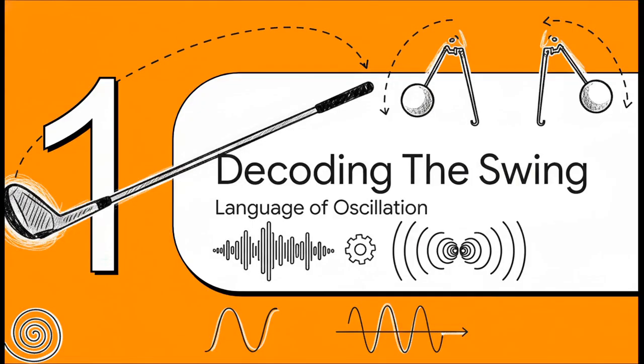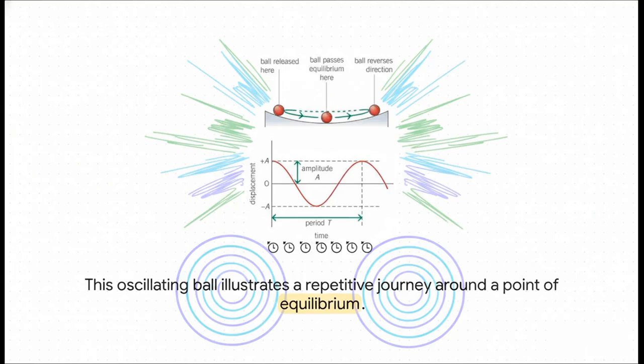Okay, so to really get a grip on this hidden rhythm, we've got to learn its language, right? So let's start with something super simple, something we can all picture, a perfect swing. We're going to use that to break down the absolute fundamentals of oscillation. So, picture this: a ball just rolling back and forth inside a bowl. See how it always moves around that central resting point right there at the very bottom? That's it. That's the heart of oscillation. Just a repetitive movement around a central point we call equilibrium.